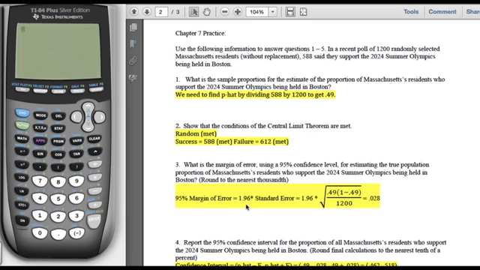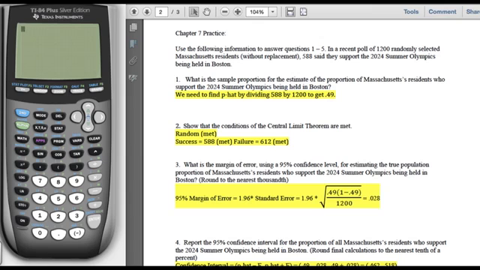In this video, we're going to look at an example of a full confidence interval and talk about a few of the properties behind a confidence interval. It says, use the following information to answer questions 1 through 5. In a recent poll of 1,200 randomly selected Massachusetts residents, this is done without replacement, 588 said they support the 2024 Summer Olympics being held in Boston.